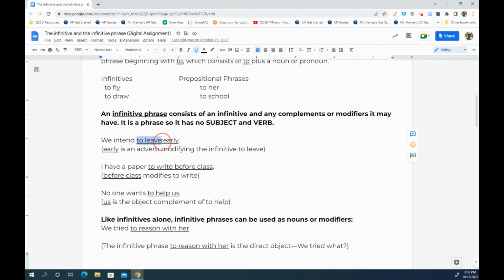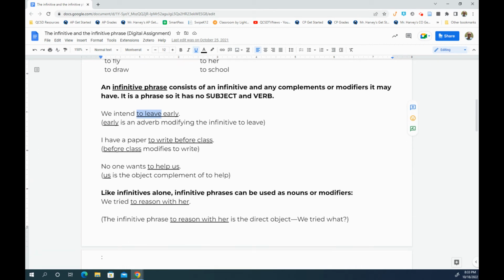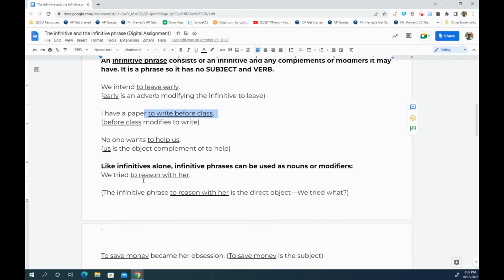To leave would be the infinitive, so early is an adverb modifying the infinitive to leave. In this next example, I have a paper to write before class. To write is the infinitive because it's to plus a verb. To write before class is the infinitive phrase, and that whole thing is modifying paper. And the next example, no one wants to help us. To help is the infinitive. Us is an object that's complementing help. So to help us is the whole phrase there.